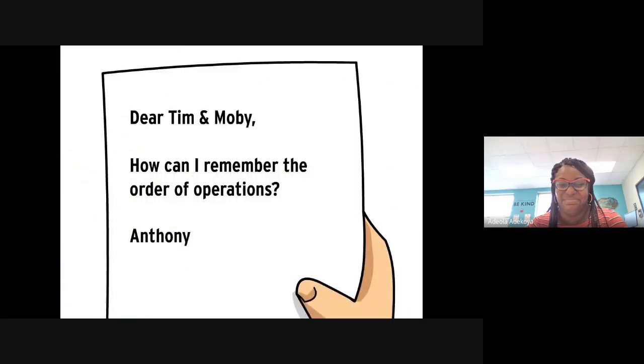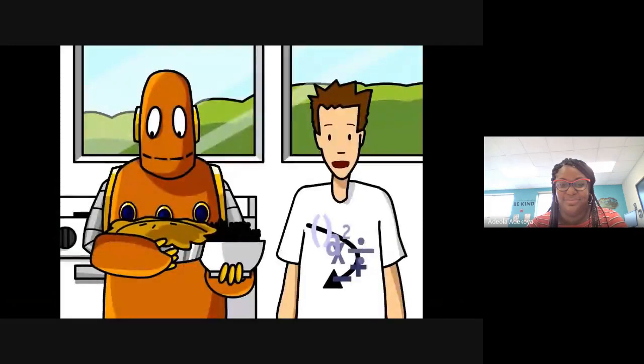Dear Tim and Moby, how can I remember the order of operations? From Anthony. Well, as Moby can tell you, doing math is a lot like baking. You can't just do the operations in any old order. Let's take a look at a string of operations.